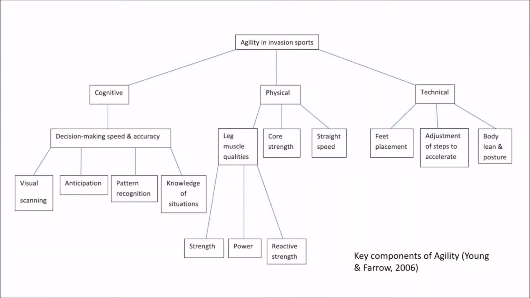Shown below is a flow diagram of the key components of agility. If we were to quantify agility, we could look at it as a change of direction based on rapid processing of internal and external information quickly and accurately without any significant loss in speed.